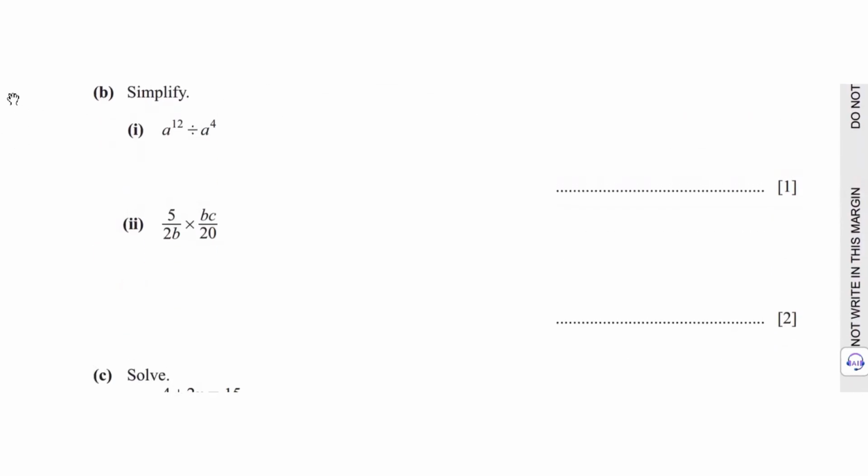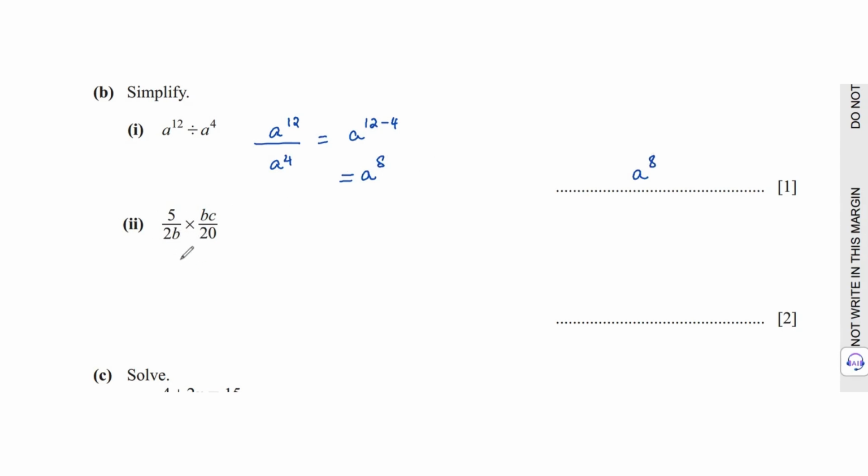Then it says simplify a to the power of 12 divided by a to the power of 4. So when you're dividing similar bases, we will subtract the powers. So 12 minus 4, and that is going to be 8.